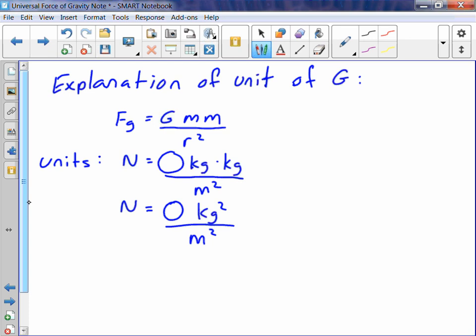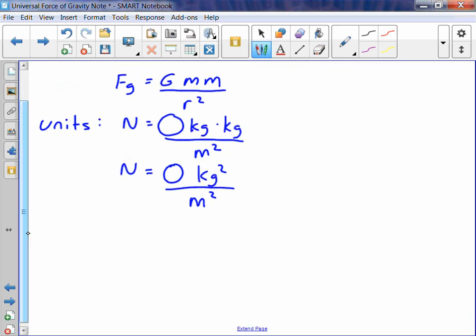So we have newtons on the left-hand side. We want newtons on the right-hand side. So this circle has to somehow cancel out meters squared in the denominator and kilograms squared in the numerator, and leave us newtons. All right. So the unit on G is literally just fudged in to cancel out all the other units.